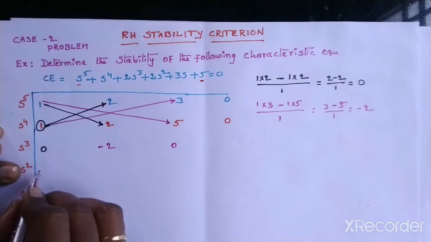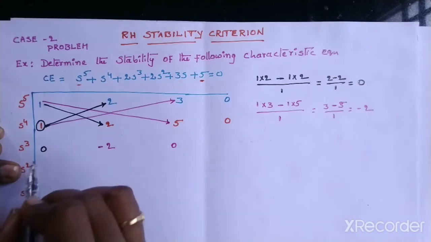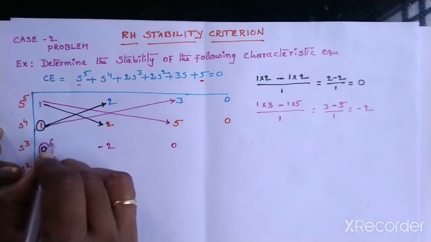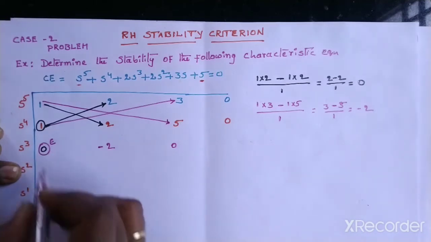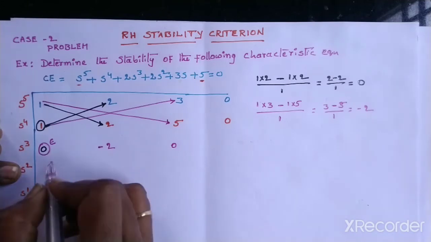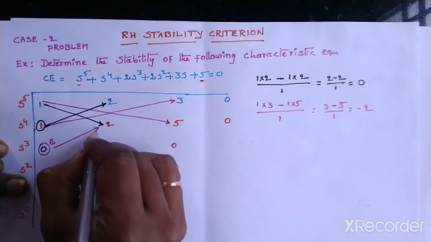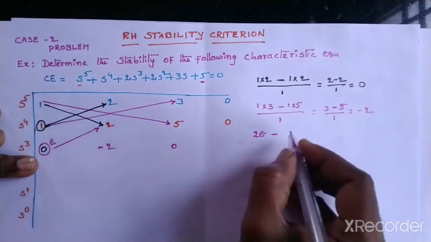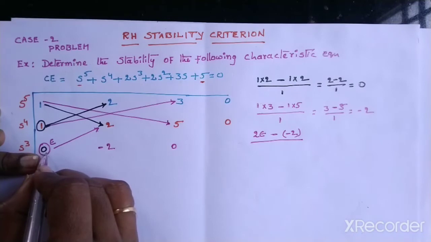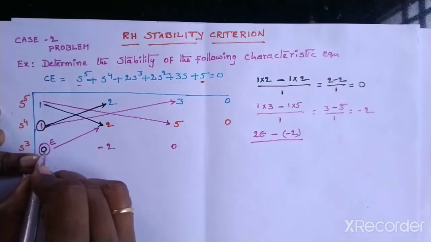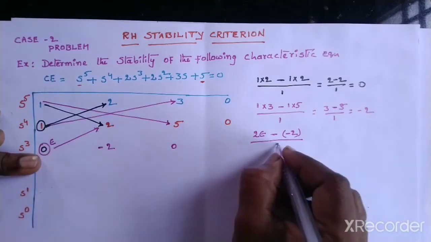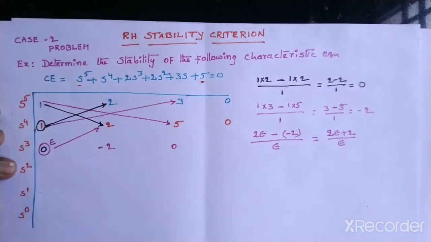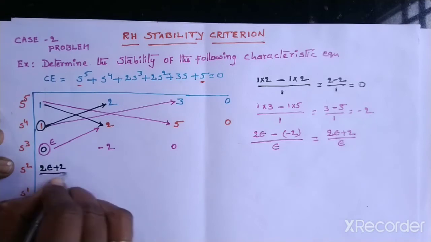Now, to calculate this element, see here, whenever we get 0 in the first column, we need to replace this 0 with epsilon to continue this problem. Otherwise, we cannot continue this problem without writing epsilon in the place of 0. So, again as usual, this into this: epsilon into 2, 2 epsilon, minus 1 into minus 2, whole divided by the element here, epsilon. We should not take 0 here. If we take 0, we will get infinity. That's why we are taking epsilon. So 2 epsilon plus 2, whole divided by epsilon.